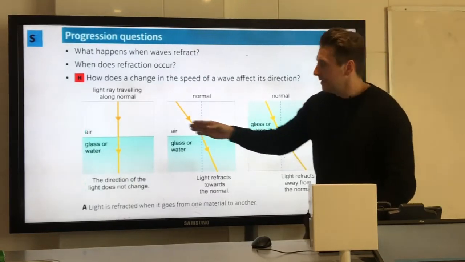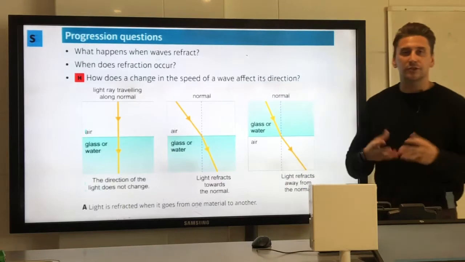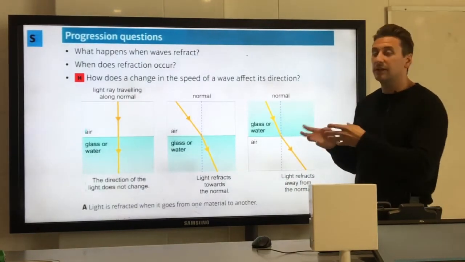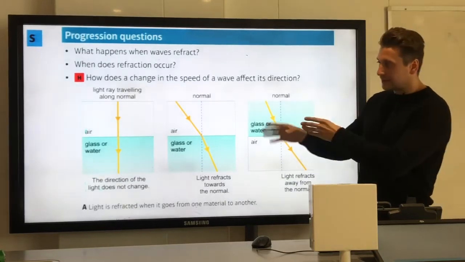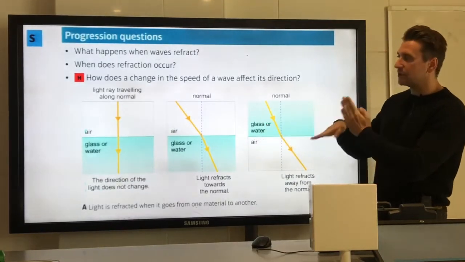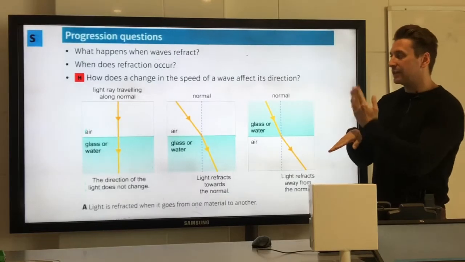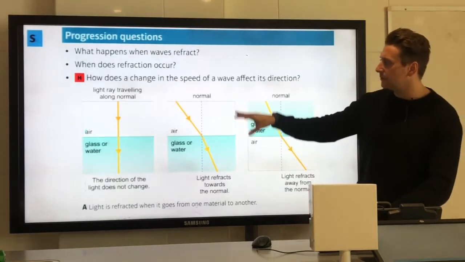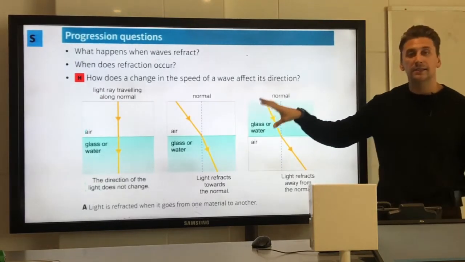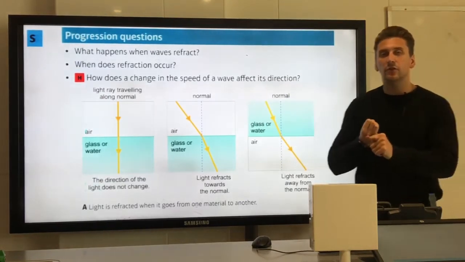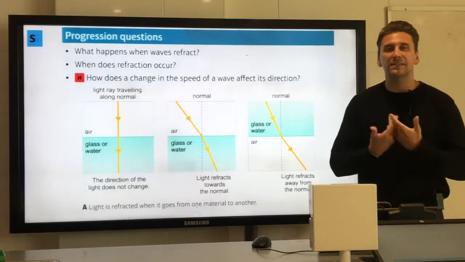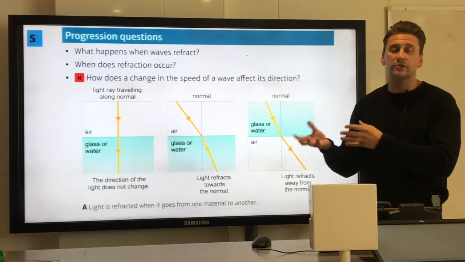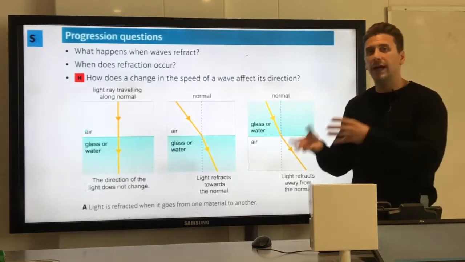And the reason is, although the speed will still change, so if light travels from air to glass or air to water, then the speed of light will slow down. It has still slowed down in this example, but because it's perpendicular, the direction doesn't change. But if we take the same example again, where we've got light traveling from air into glass or water, first of all, glass and water have a higher refractive index than air, which means they will cause the light to slow down when it travels from air to glass or air to water.